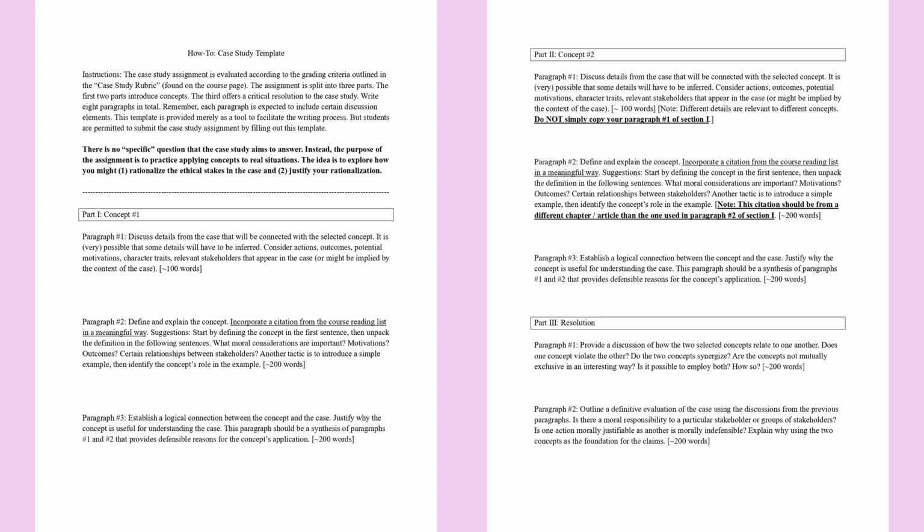For this first paragraph, you don't want to just copy everything that you did in the first paragraph of the first section. Instead, you want to, again, highlight the details that are going to be relevant for understanding why hard paternalism applies to this case. So you don't want to just copy and paste your paragraph 1 from section 1 into section 2. Different details will be relevant for different concepts. Make sure you're highlighting those. That's the key thing here.